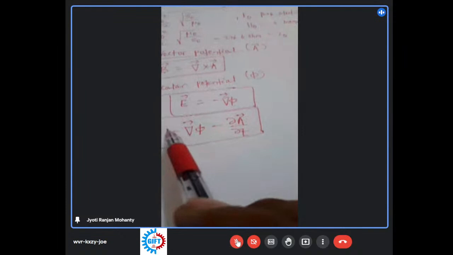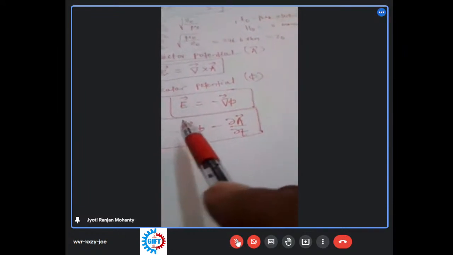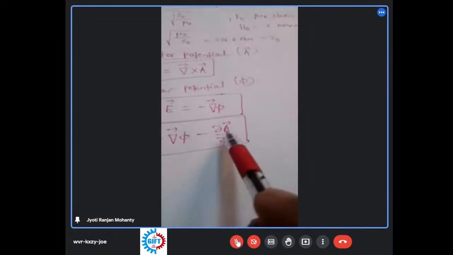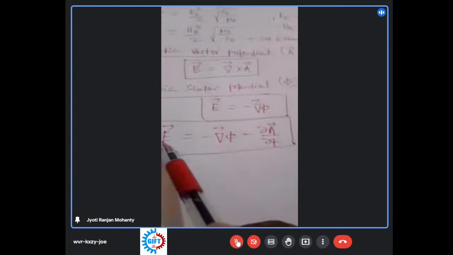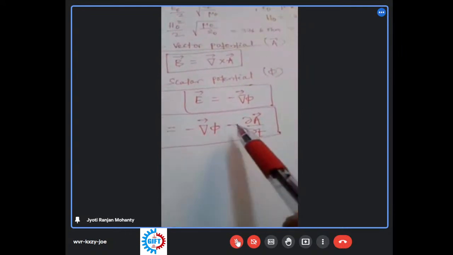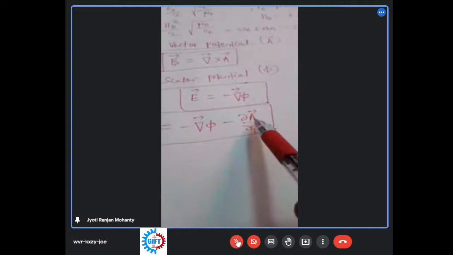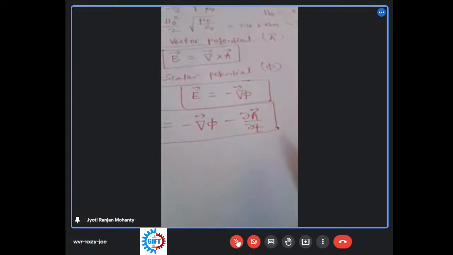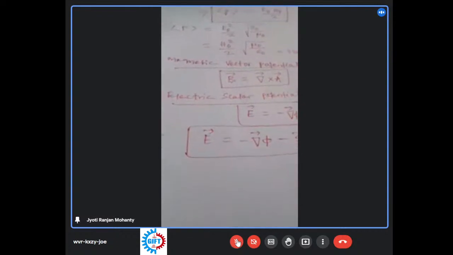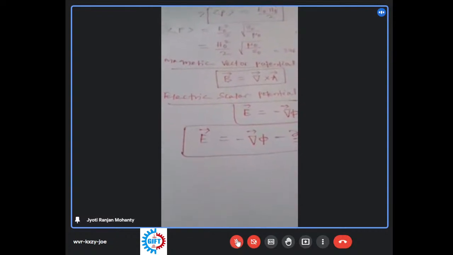So we have to write in terms of scalar potential, meaning phi, and vector potential, meaning A. So E is equal to minus del phi minus del A by del t. समझ में आया? So this is one of the 2 mark questions, remember. So electric field can be written in terms of scalar potential and vector potential.